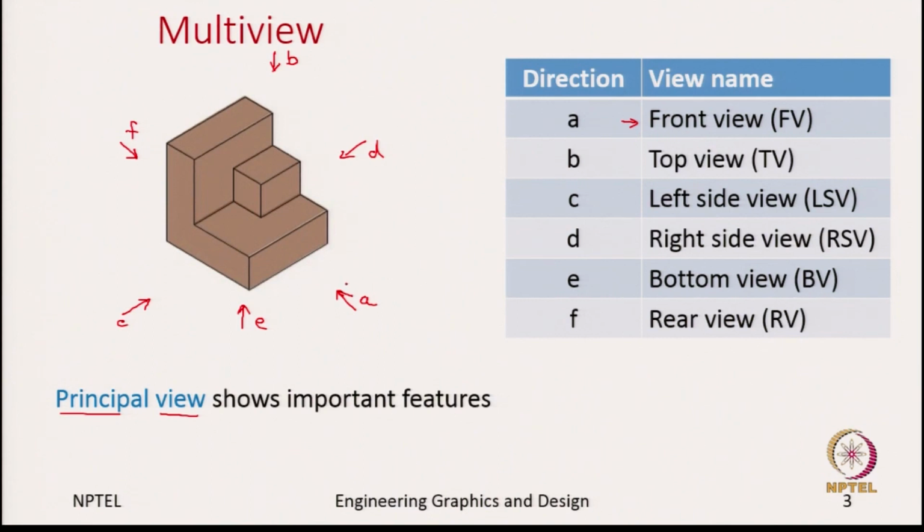For example, I may choose A as my front view and some other might choose something else as the front view. That might vary, but the basic principle is you need to find a principal view which shows all the important features, and most often this principal view is made as the front view.